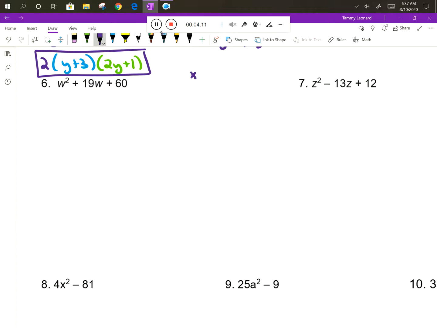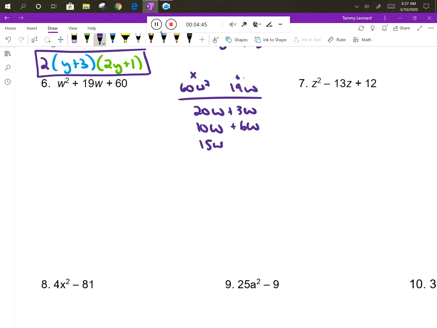We need to see what multiplies to make 60w squared and adds to make 19w. Now, the first thing I think of when I see 60 is 20w and 3w, but when those add together I get 23. So it's a little too much. So it looks like I'm looking for something a little bigger than 3. So the next thing that comes to mind is 10w and 6w, but that only adds to make 16. So I need something between 20 and 10.